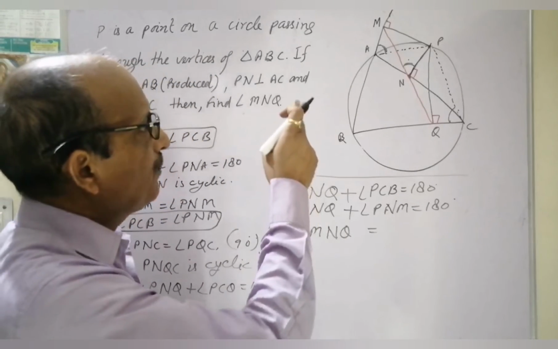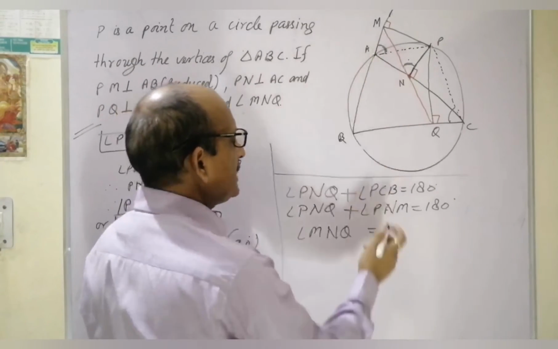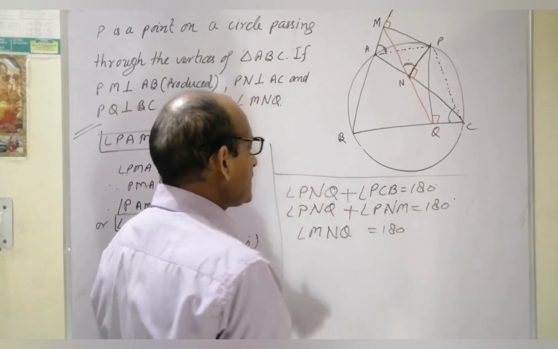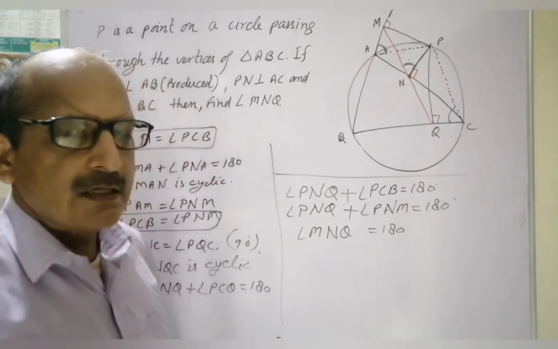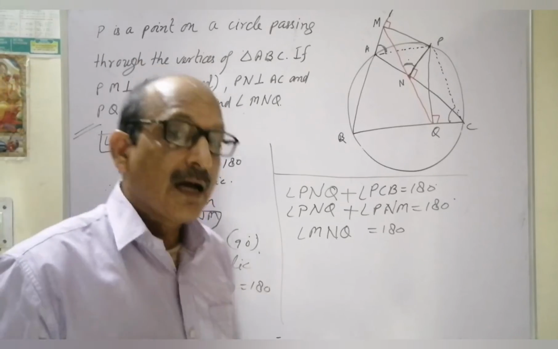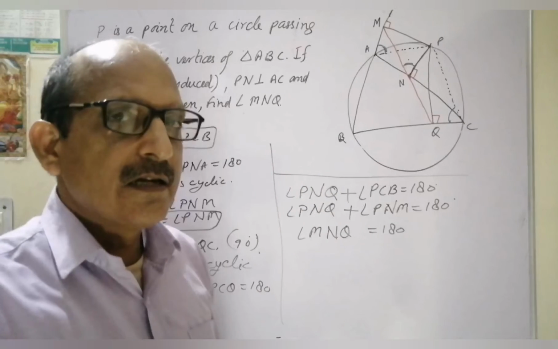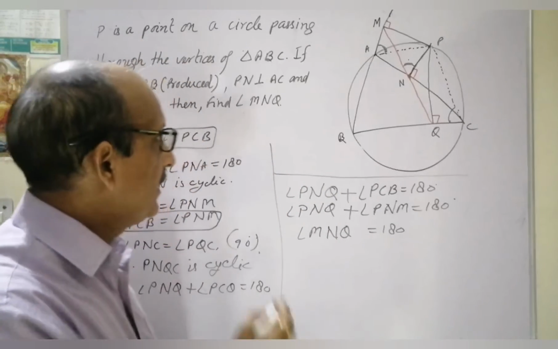Now look at the figure. PNQ plus PNM is equal to 180 degrees. When these are 180 degrees, MNQ, your answer is got. Angle MNQ is 180 degrees. Sometimes it can be asked, prove that MNQ is a straight line. The question will be drafted in this way.